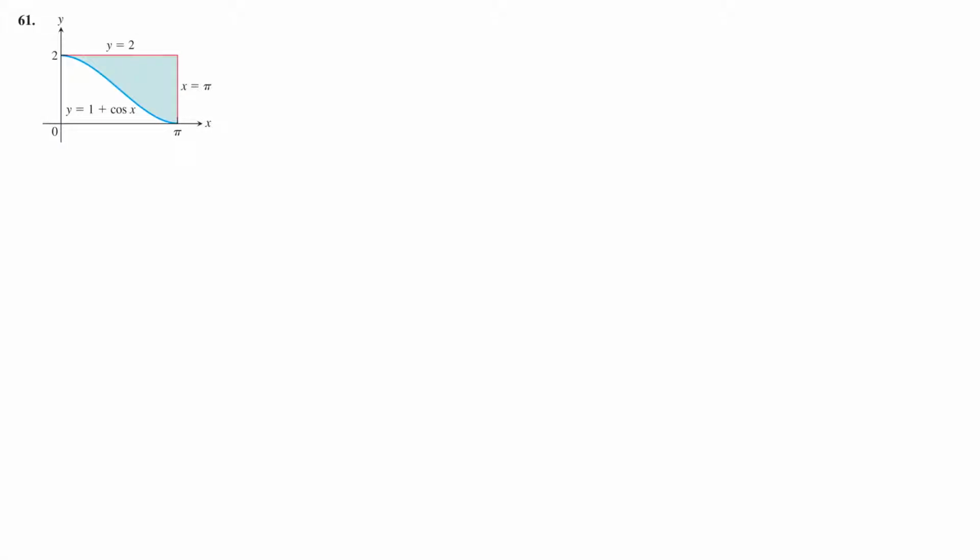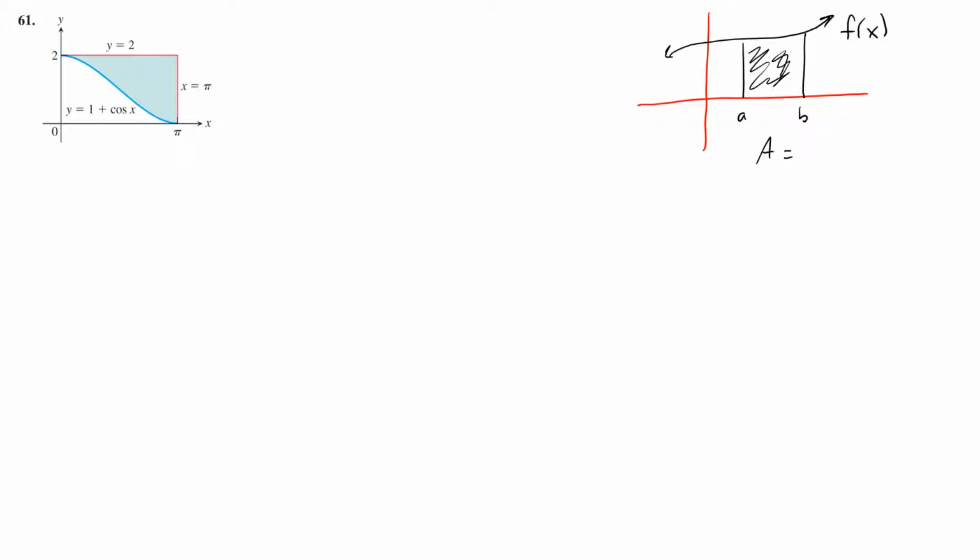All right, so we want to find the area of the shaded region. Recall that when we have a function and we want to find the area between the function and the x-axis from a to b, then the area can be found by integrating the function from a to b. So to get the area underneath the curve from x equals a to x equals b, we would carry out this integration.